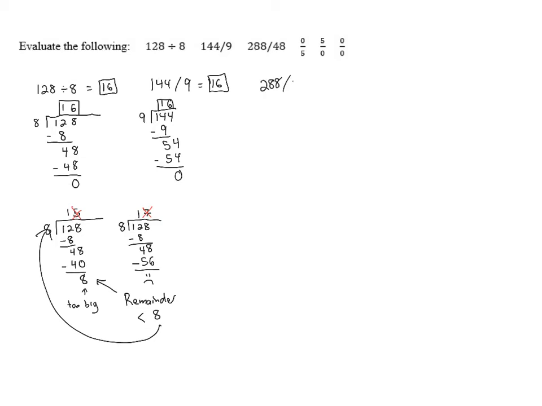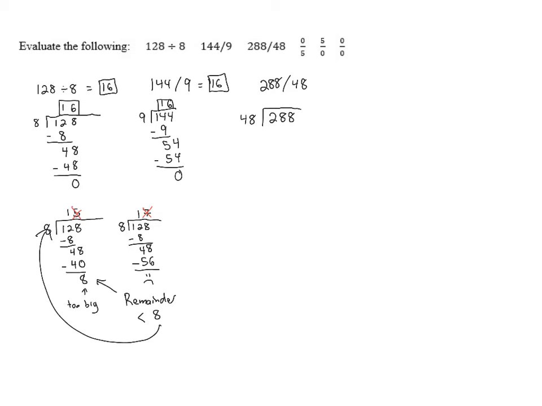288 divided by 48. The first number goes inside the division symbol. The second number goes on the outside. Now 48 doesn't go into 2. It also doesn't go into 28, but it will go into 288. And we have to figure out how many times it goes in.